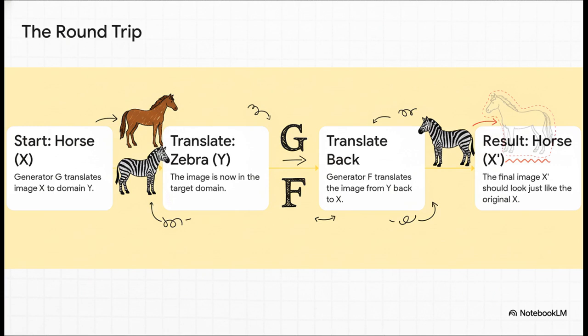Now here's the clever part. A second generator, we'll call it F, is trained to do the exact opposite, to turn zebras into horses. So we feed our newly created fake zebra into generator F and it translates it back into a horse. And for the final step, the AI compares that final horse to the original horse we started with. If they don't look almost identical, the whole system gets penalized. This round trip forces the generators to preserve the original content, not just make up a random zebra.